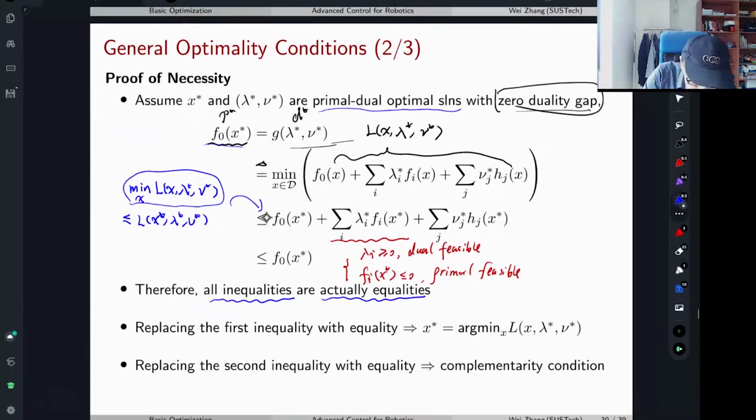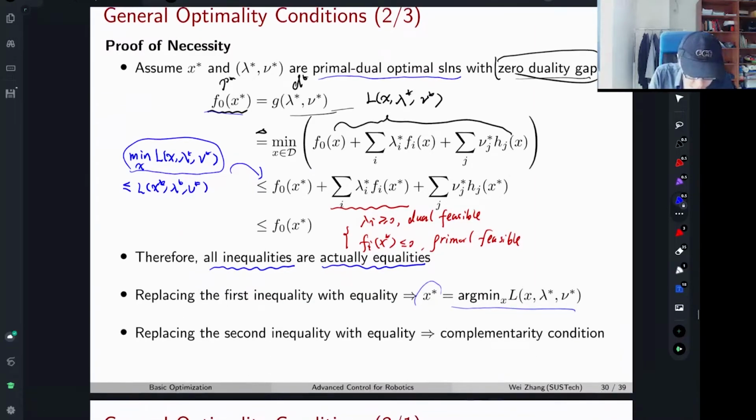So I can change this to equal to this, equal to this. Replacing the first inequality, what can I get? If this inequality is now an equality sign, then that means x star is the argmin. That gives us the first Lagrangian optimality condition. And the second: if I do the second inequality, then I get the complementarity condition. So I derived it without assuming the complementarity condition. I derived it only because these are primal feasible.